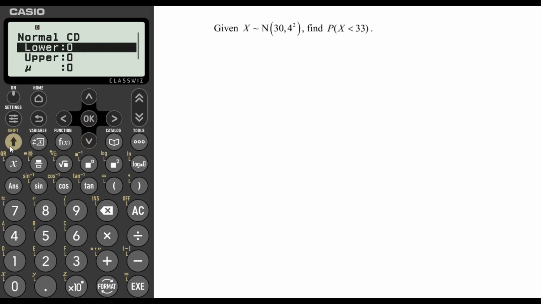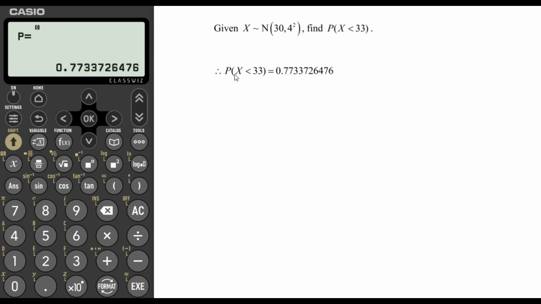Our lower limit would be something really small. For example, negative 1 million is what I normally choose. Our upper limit would be the 33. Mu will be 30, and sigma is equal to 4. If we execute this calculation, we see that the probability that x is less than 33 is 0.773, etc.